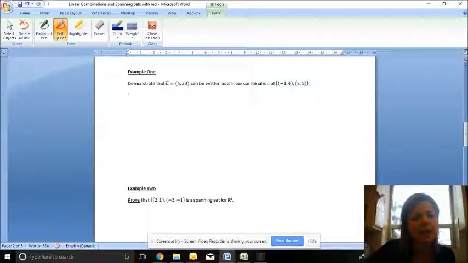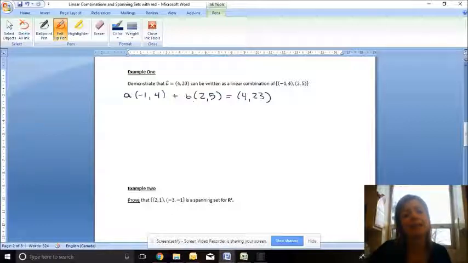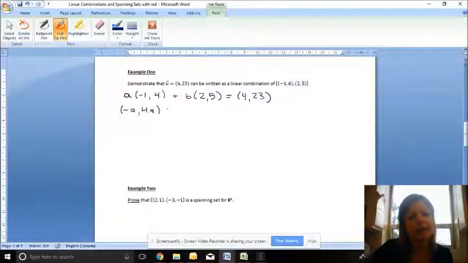So this means that we want to make this a true statement. So some coefficient a in front of (-1, 4) plus some coefficient b in front of (2, 5) equals (4, 23). So now we just need to find the a and the b that satisfy this equation. So this would mean that we'd have (-a + 2b, 4a + 5b) equals (4, 23). So from this, we can create two linear equations, okay?